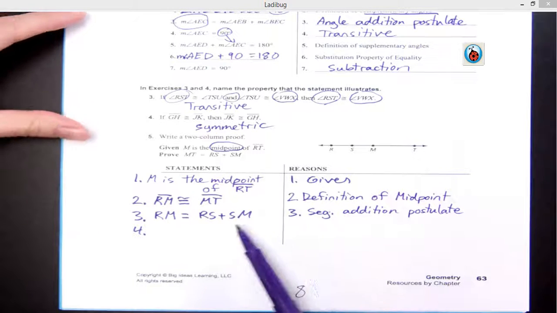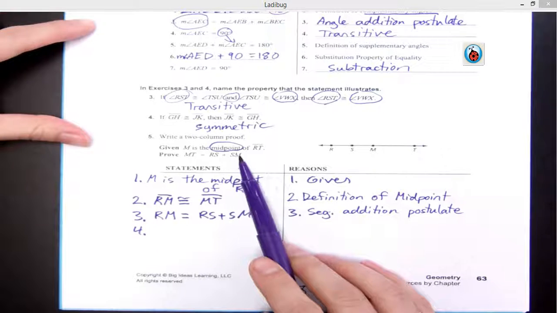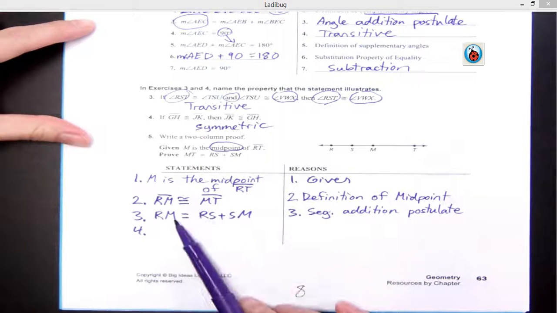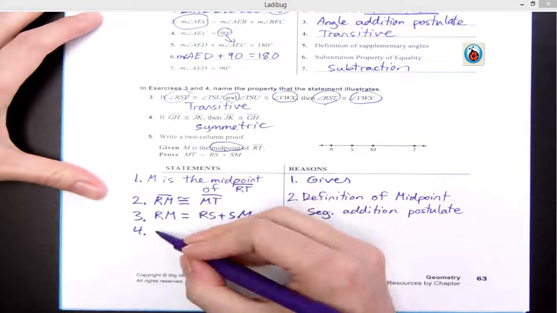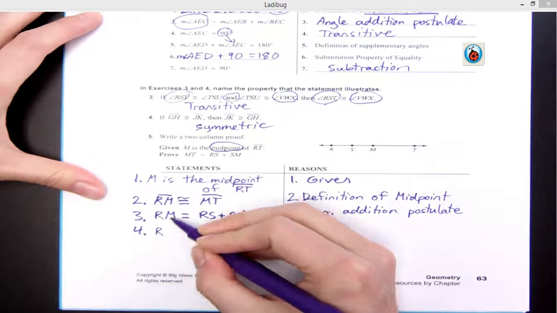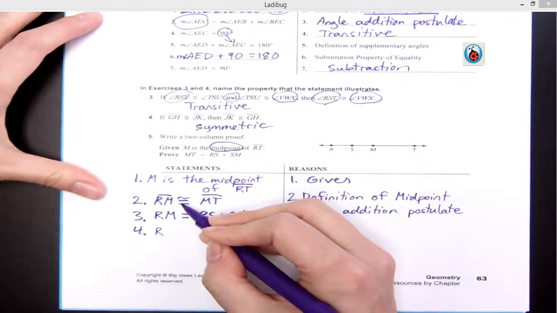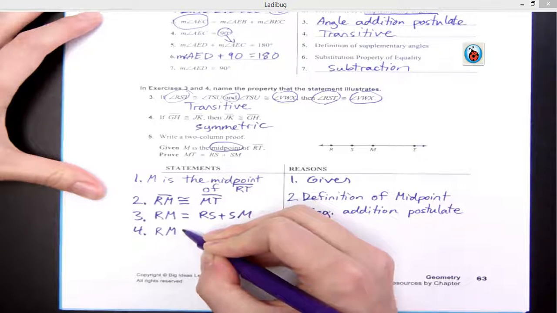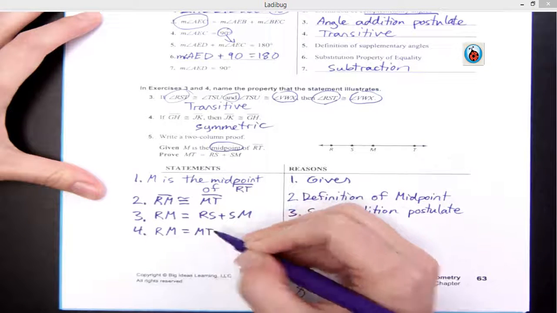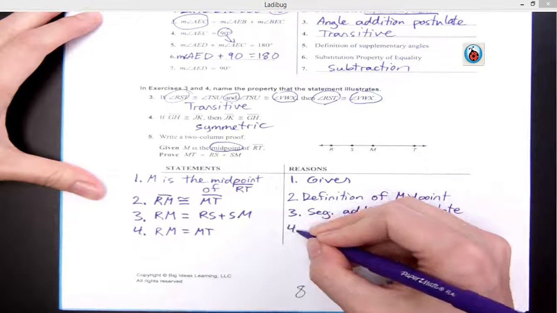Now I see that I'm almost to that statement. I just need to substitute MT in for RM. To make sure I have everything straight, instead of segment RM is congruent to segment MT, that means the length of RM equals the length of MT. And that was our definition of congruent.